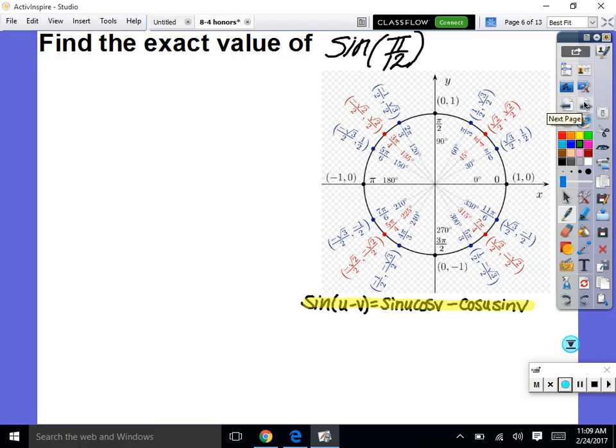Okay, let's do another one. So it says, find the exact value of sine of pi 12ths. Once again, pi 12ths is not on our unit circle, but can we take one of our radians or a couple of our radians and somehow either add them or subtract them to make them pi 12ths? You're going to have to get creative. You have to use your brain for these. Can anyone think of anything?